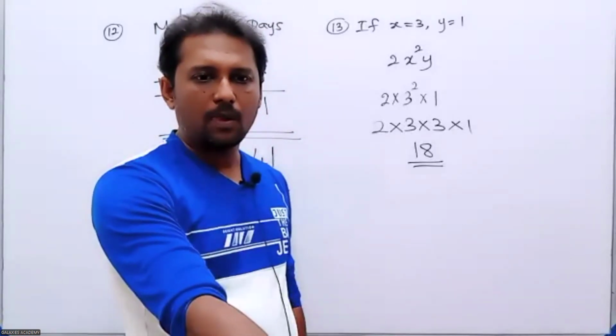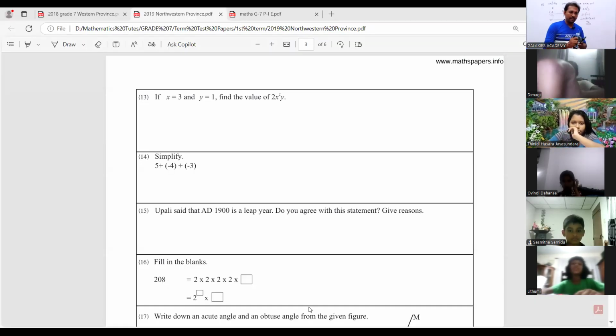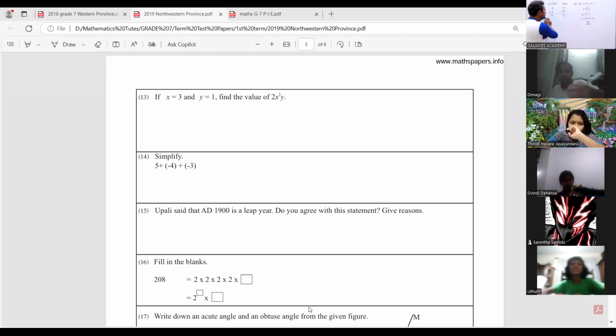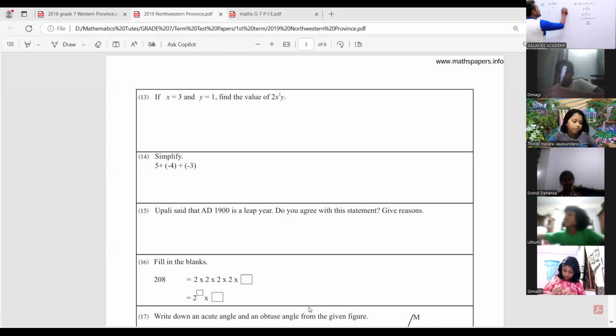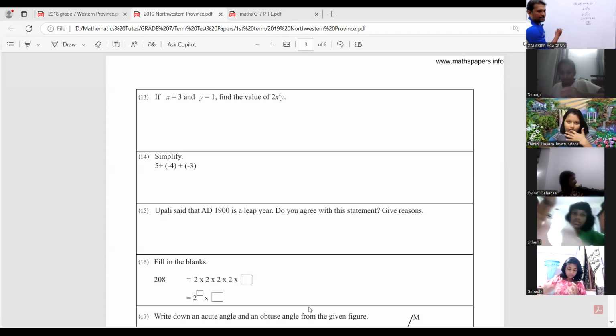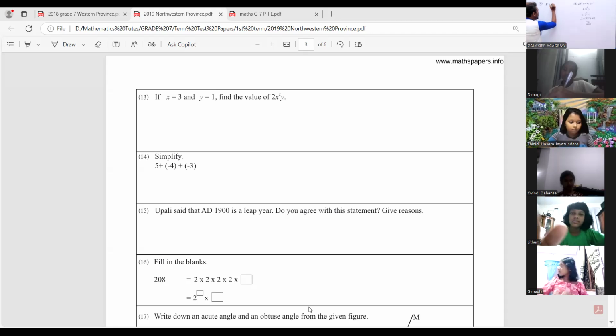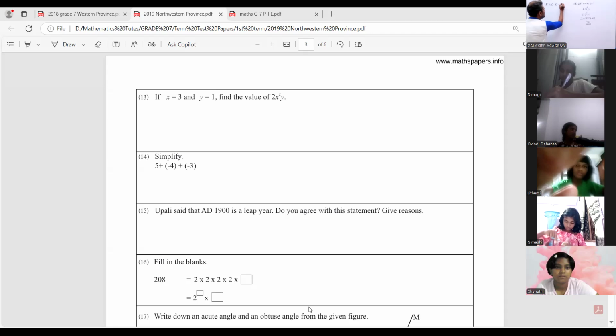Right. Number 14. Question number 14 is given. Simplify. Directed numbers are given: 5 add -4 add -3.